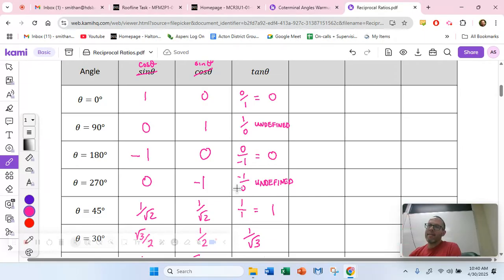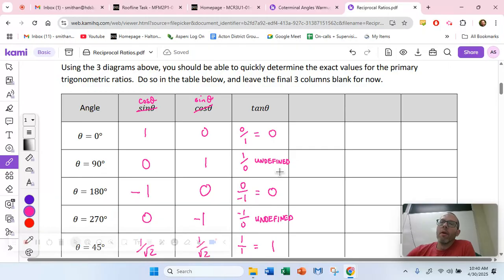So let's line these up intentionally. Let's do secant theta in this column because it's the flip of cosine. Let's do cosecant in this column because it's the flip of sine. And let's do cotangent theta in this column because it's the flip of tan.